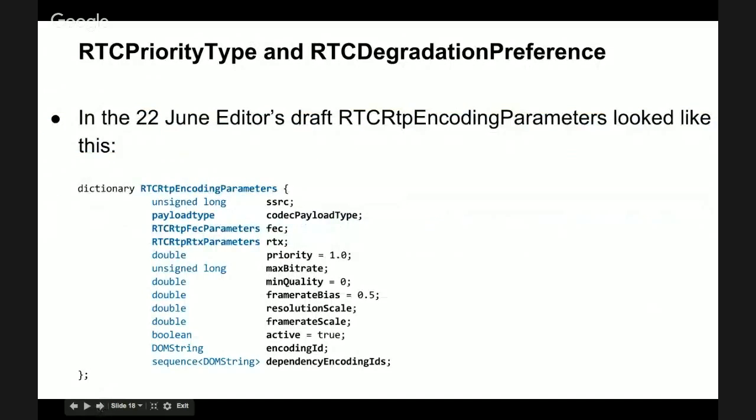I just wanted to talk about the 1.0 changes with respect to RTC priority type and degradation preference. In the June editor's draft, we had something called frame rate bias, which was a double, which indicated the bias towards frame rate versus resolution. And we had priority as a double. WebRTC 1.0 has gone to enums for these two things. Next slide.